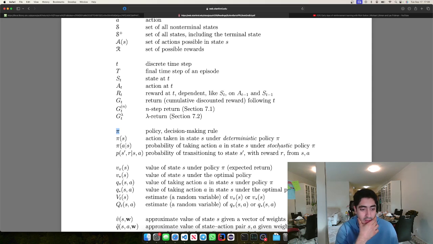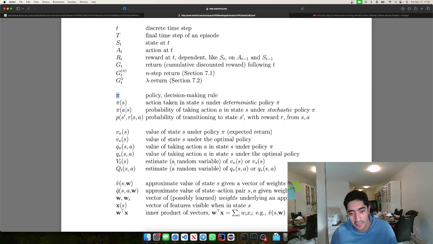And p(s', r | s, a) is the probability of transition into state s' with reward r from state s and action a. Interesting. The value of state s under policy pi. The value of state s under the optimal policy. The value of taking action a in state s under policy pi. The value of taking action a in state s under the optimal policy.